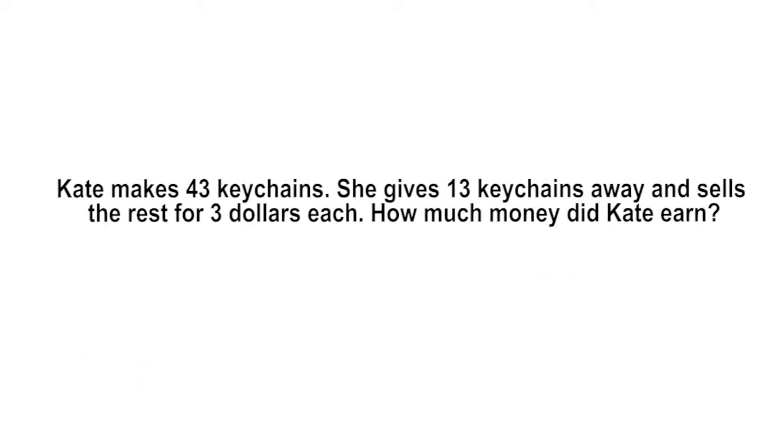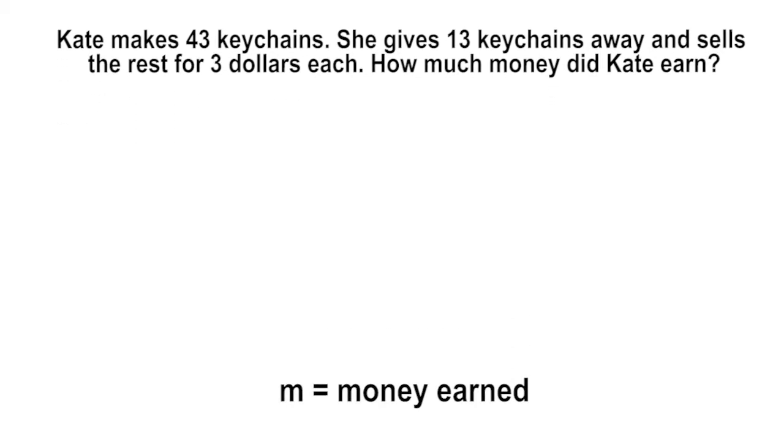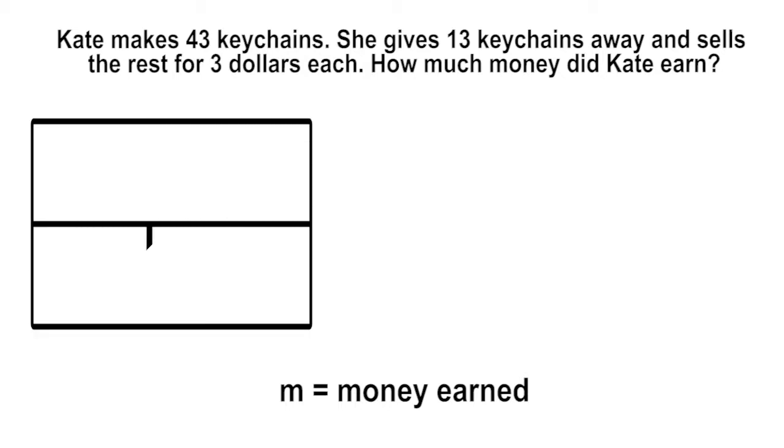The next problem we are going to solve is: Kate makes 43 keychains. She gives 13 keychains away and sells the rest for $3 each. How much money did Kate earn? Let's have M represent the amount of money Kate earned. First, we need to find out how many keychains Kate sold. We can draw a tape diagram to represent the amount of keychains she sold.